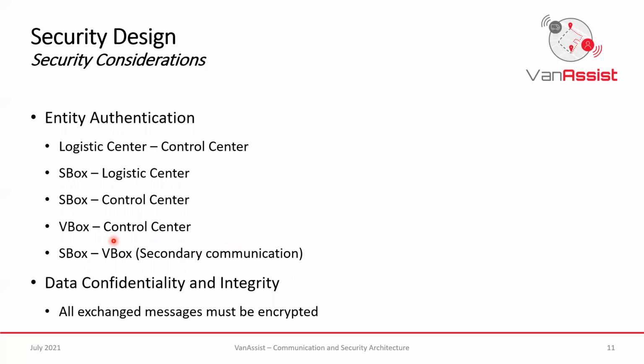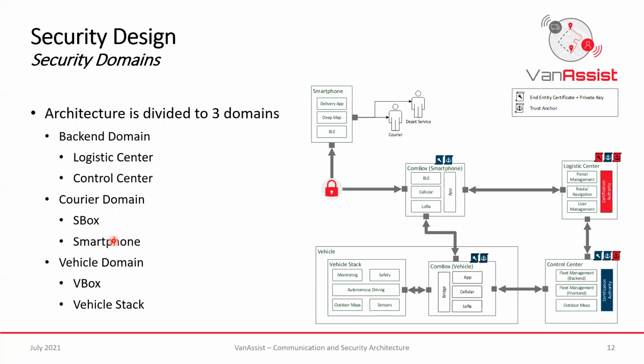The second security consideration is data confidentiality and integrity, which means all exchanged messages between the entities inside the system must be encrypted. No message should be sent without encryption because, as we said, we are working on a public network which is accessible by everybody, and therefore not a single message should be sent without encryption.